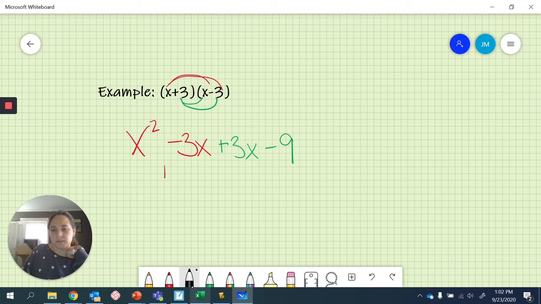Finally, we're going to combine our like terms. Oh, what do you notice that happens? A negative 3x plus a positive 3x, those add to 0. Okay, so we don't actually even need to write that down. Our final answer is just x squared minus 9.